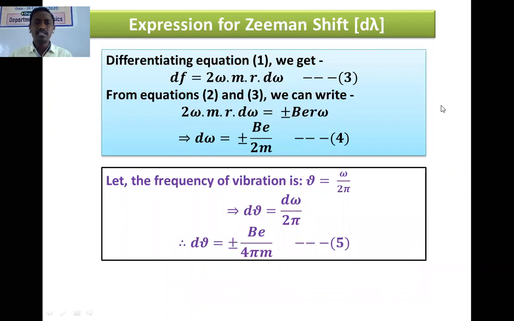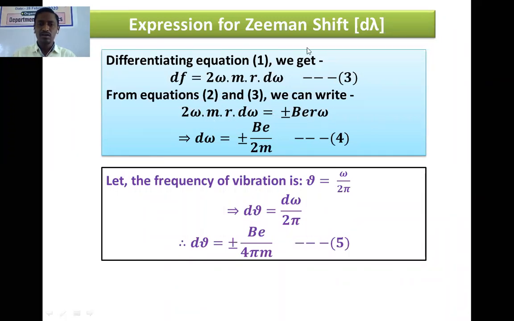Now let us differentiate equation 1, which is F equals m r omega square, that is our centripetal force. After differentiating, dF equals, here m r as it is, the variable quantity is only omega. The differentiation of omega square will be 2 omega d omega. Therefore, the equation becomes 2 omega m r d omega. That is equation number 3. From equations 2 and 3, we can write 2 omega m r d omega equals plus or minus BeR omega. The omega on both sides also gets cancelled.